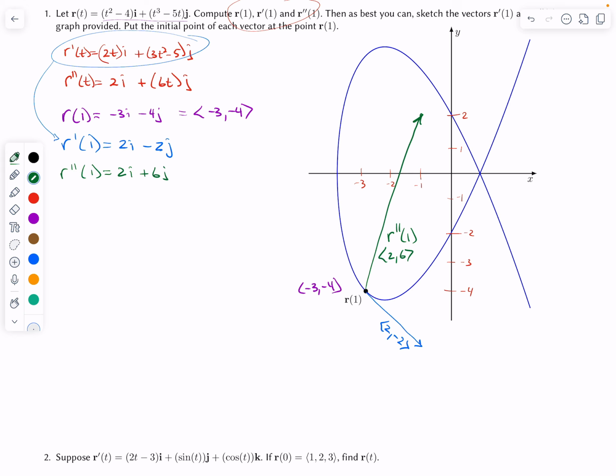And in the context of motion, the r prime, that 2, negative 2, is, of course, going in the direction that you're moving. And the r double prime is the direction of the change of motion. So it's the acceleration. And you're always going to be accelerating towards the center, well, maybe not towards the center, but towards the inside of a curve. As you're going around a curve, the acceleration always goes inward.